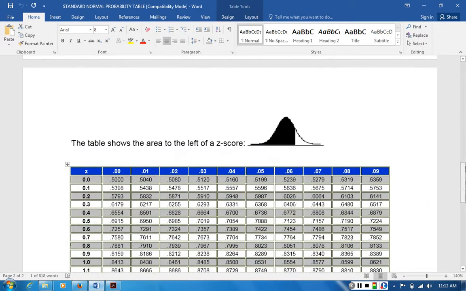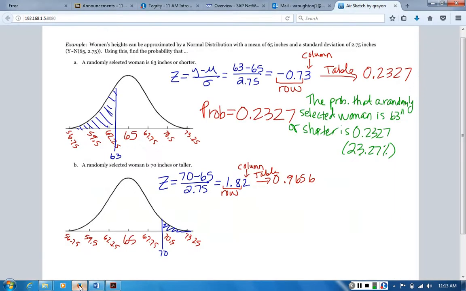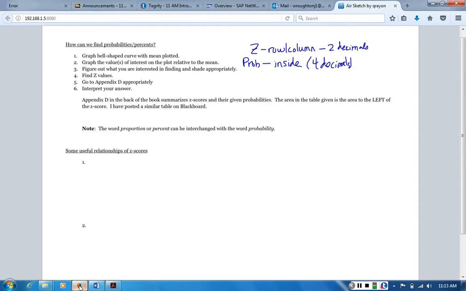So that number I just found really isn't my answer, but I can use it to help me find my answer. So what we're going to do is talk about, on the previous page, where you have some useful relationships of z-scores. All right, so in our example, which is what we're going to work with here, we have something where we're shaded to the right. Now we're talking about how we're going to do this. I want to talk about it conceptually here first.